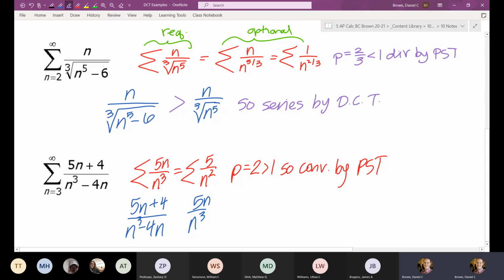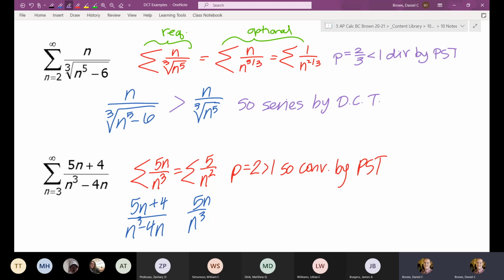Questions on that one? When we put a direct comparison test, we don't have to also put like p-series test. No, you only need to write it once. And it's because we justified the first one by p-series. Oh, okay, yeah. This one we couldn't use a p-series because it's not technically a p-series. Yeah. So you wouldn't need to rewrite it, no.